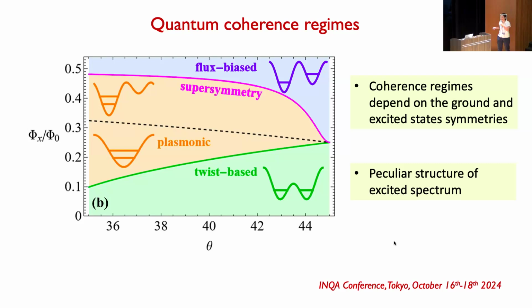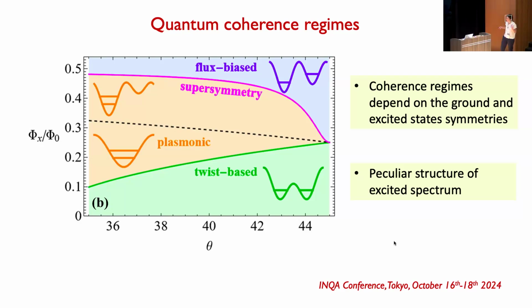In this regime, the degeneracy is twist-based, given by nature, by the many-body wave function. This orange regime is the plasmonic regime, where there is no clear protection. As long as you remain in one well, you still have essentially the same physics and the same coherence properties. Then at some point, your excited state goes into the other well, and you go into this flux-biased regime, where you are protected against charge noise, but strongly sensitive to flux noise.